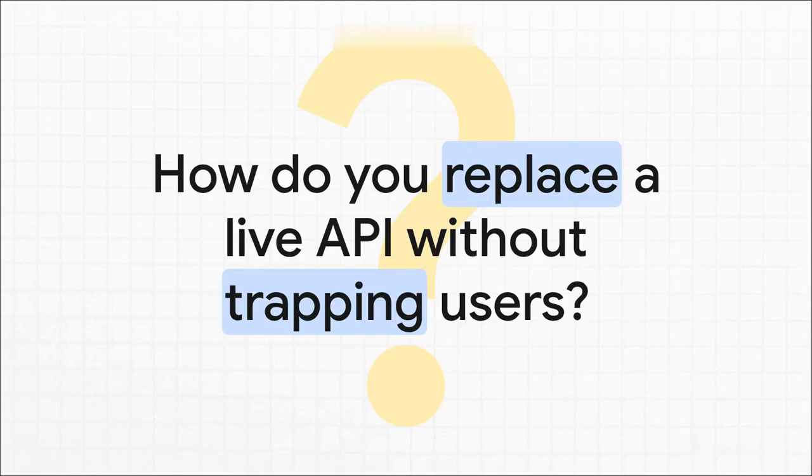I want you to imagine this. Your app is a huge popular building, and its front door is just getting old. You need to swap it out for a brand new, super secure, high-tech one. But here's the catch. Hundreds of people are walking through that old door every single second. So how do you replace it without trapping everyone inside or locking them out? Well, that's exactly the problem we're talking about with API evolution.